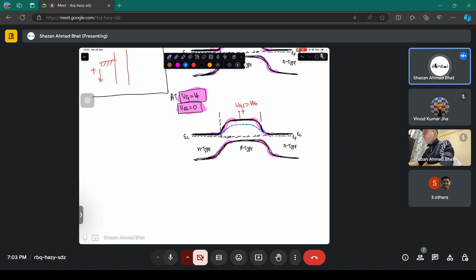Now what happens further? You go on increasing the positive voltage. This band further goes down. This is like a hill. You are reducing the hill. And you know what happens when you reduce this particular hill. Now you have more chance of electrons on this side and this side to go into the channel.